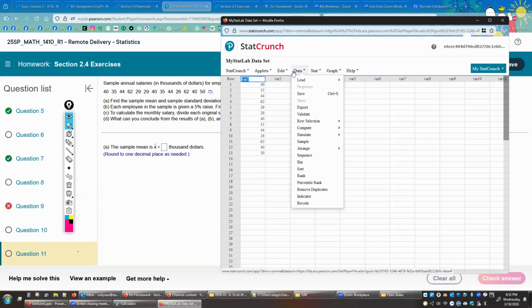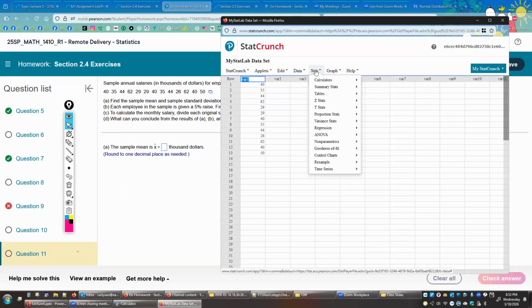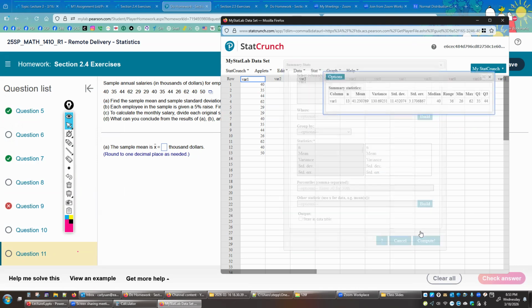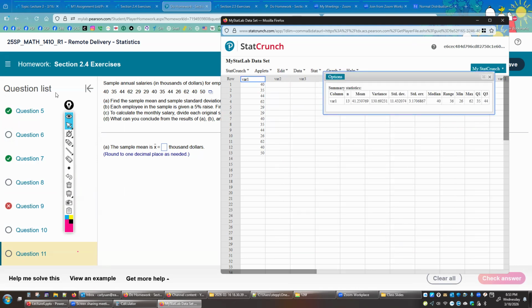All right. So the first thing I want to do is calculate the mean and the standard deviation. I click on Stats, Summary Stats, and Columns, because my data is in columns. And remember to select var1. It will give us all the statistics we need. So we hit Compute, and we see that the mean is 41.23 and the standard deviation is 11.43.